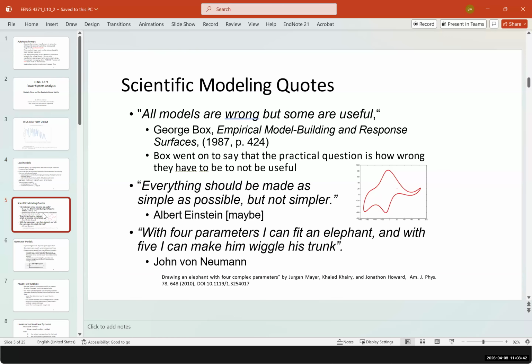Now, these are very interesting scientific modeling quotes that I've added here. All models are wrong, but some are useful. This is from George Box, Empirical Model Building and Response Surfaces. Box went on to say that the practical question is how wrong they have to be not to be useful. So we don't have a perfect model at all. We can have a good estimate that could be as close as possible.